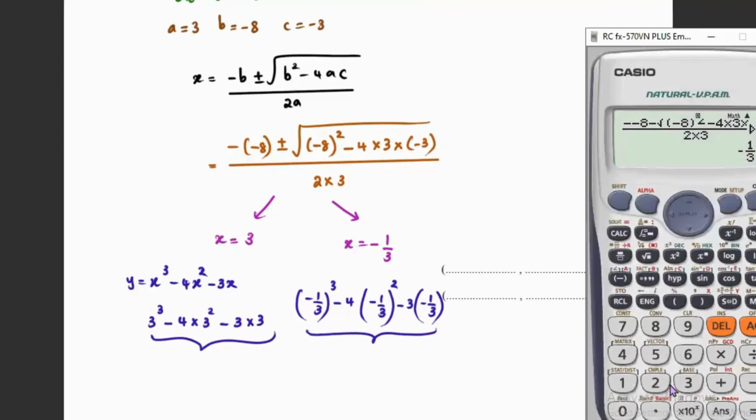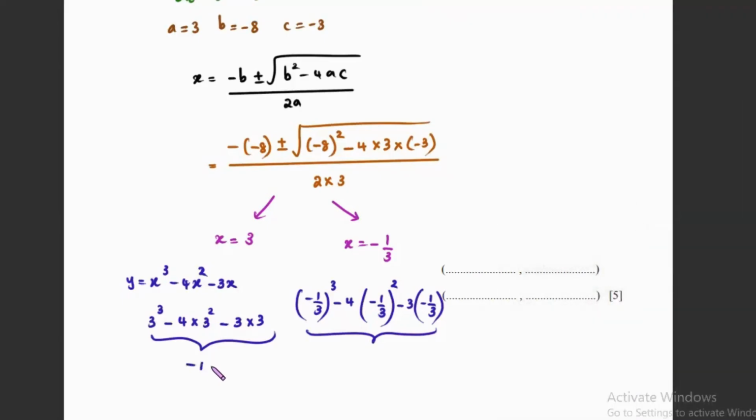I'm going to find the answer for this one as well. So I'm going to put both in the calculator. I have 3 cubed minus 4 times 3 squared minus 3 times 3. I get the value as minus 18. So I get minus 18 as the answer for y.